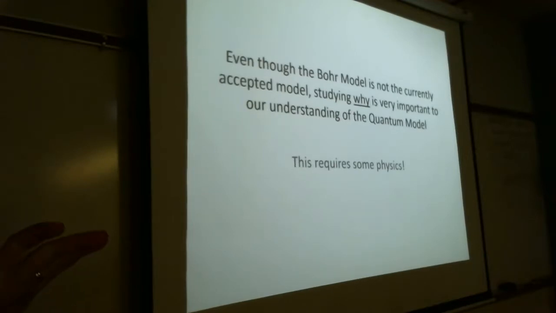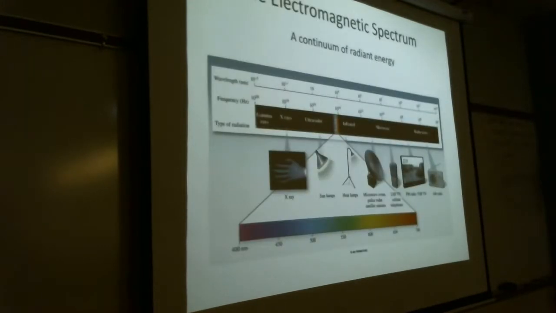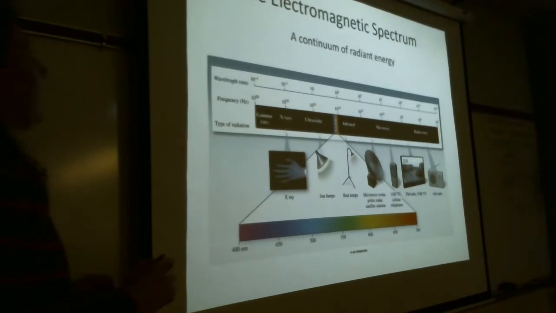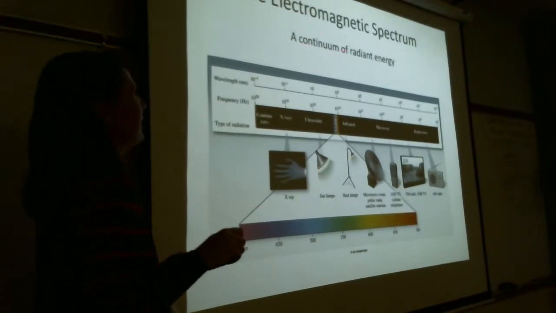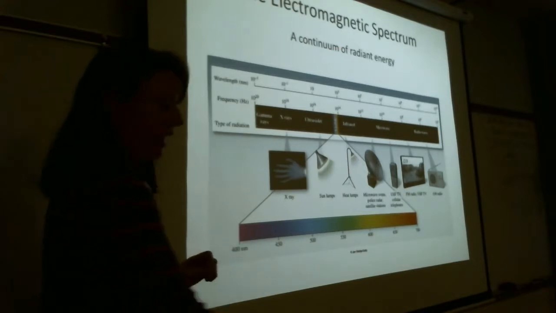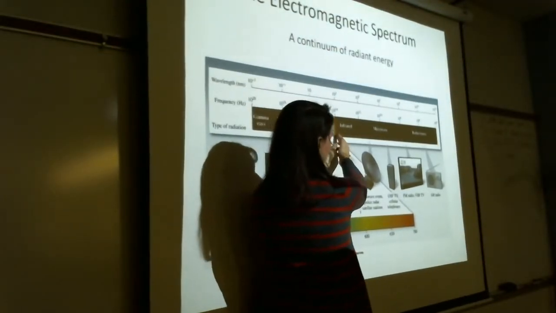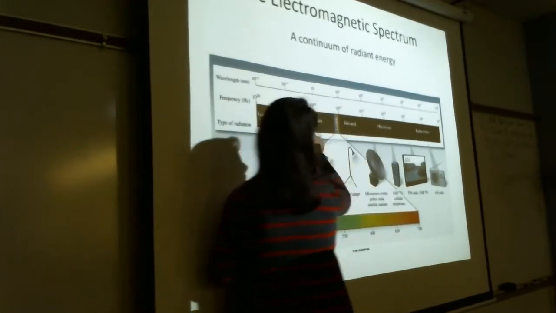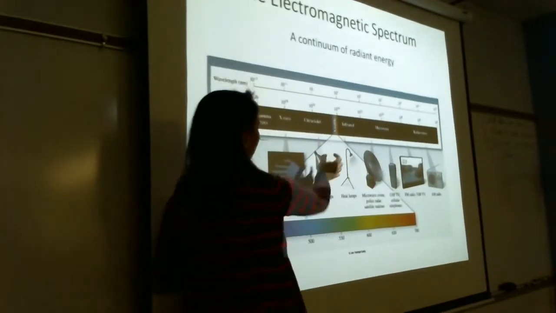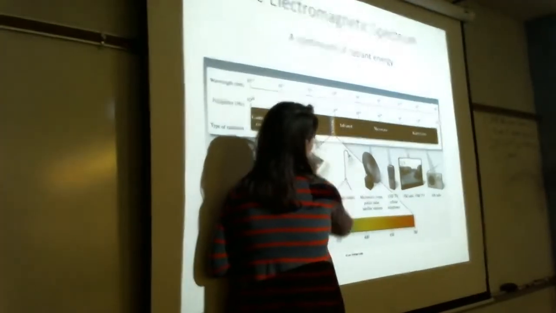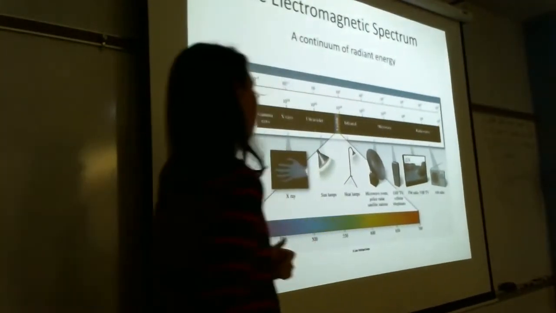So we're going to do a little bit of physics. If you guys have taken physics lately, this might be a little bit of a snooze fest for you. That's okay. So let's talk about the electromagnetic spectrum, which is a continuum of energy, right? The light that we're visibly able to see is in this range right here, right? You can't see radio waves, you can't see ultraviolet radiation, right? We are only able to see light in this tiny sliver of the electromagnetic spectrum.